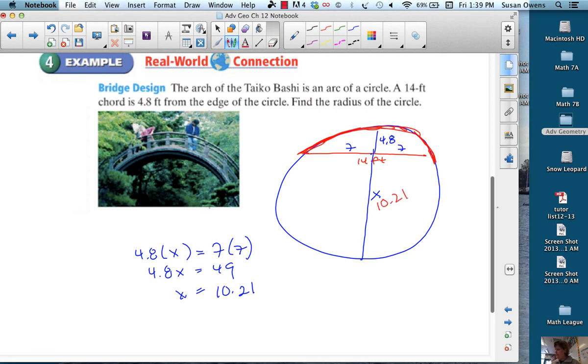So, and I've got that other part that's 4.8. So if I take 10.21 plus 4.8 and divide by 2, that's going to be my radius. And I get that it's about 7.5.